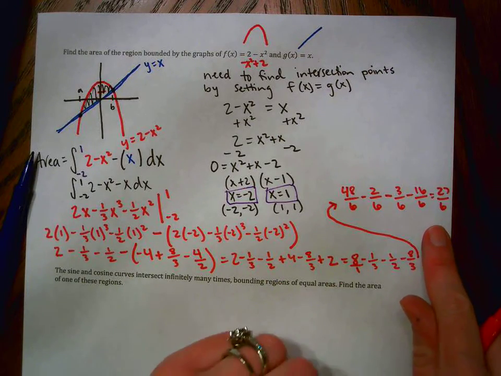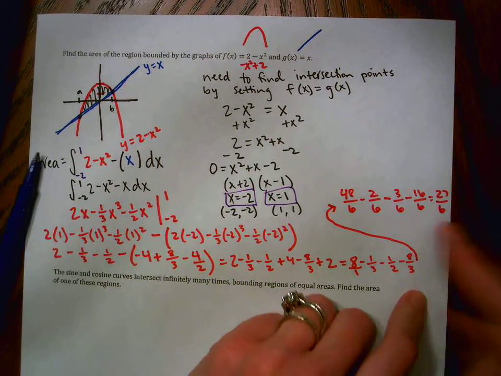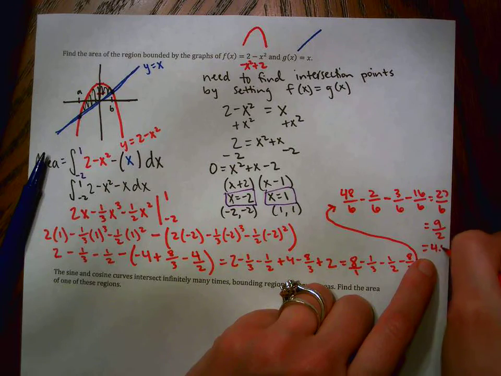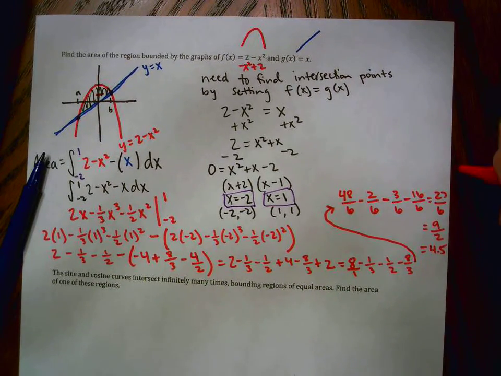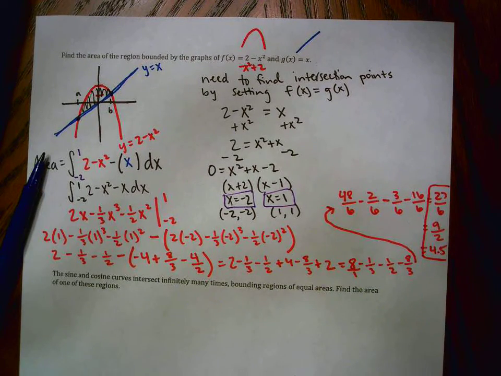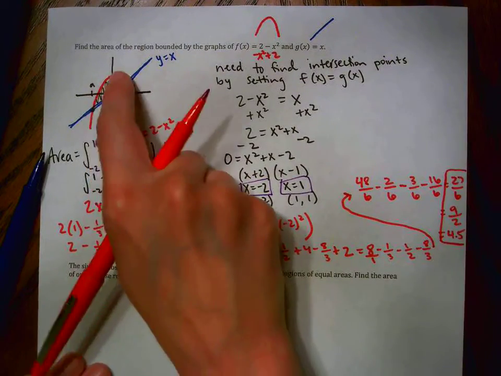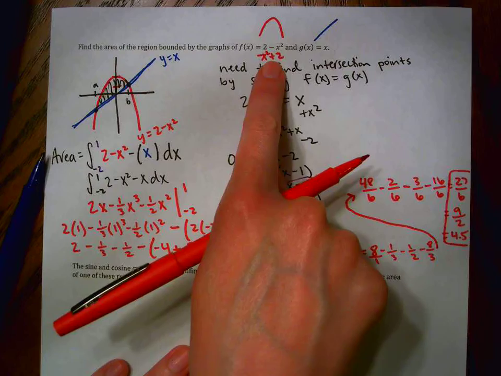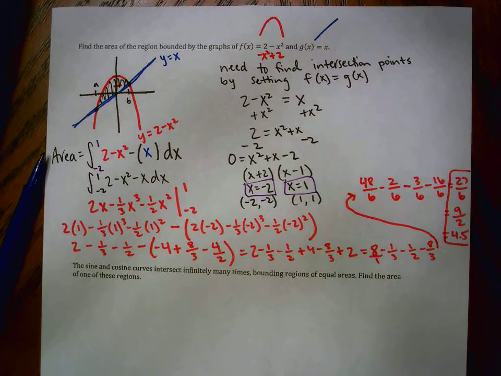You could keep your answer like that, or if you did the problem on your own and you simplified it, you could have got 9/2 or 4.5. Either answer would suffice. And that is the area of this shaded region. So just keep in mind, sometimes they're going to give you your boundaries, and sometimes it's going to be based on whatever the intersection of the graph is.